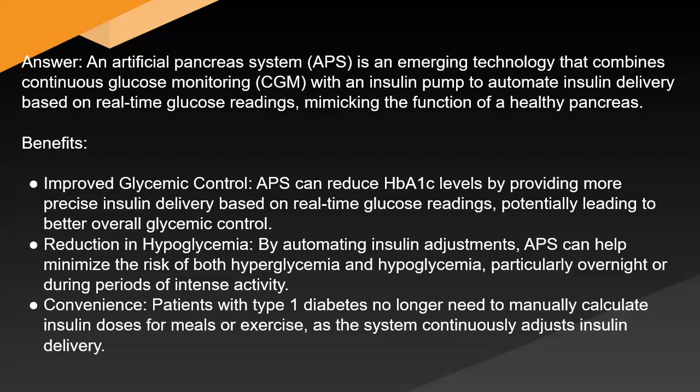Benefits: improved glycemic control. APS can reduce HbA1c levels by providing more precise insulin delivery based on real-time glucose readings, potentially leading to better overall glycemic control. Reduction in hypoglycemia. By automating insulin adjustments, APS can help minimize the risk of both hyperglycemia and hypoglycemia, particularly overnight or during periods of intense activity. Convenience. Patients with type 1 diabetes no longer need to manually calculate insulin doses for meals or exercise, as the system continuously adjusts insulin delivery.